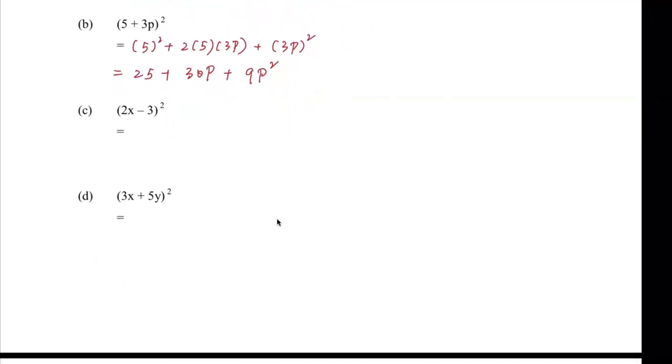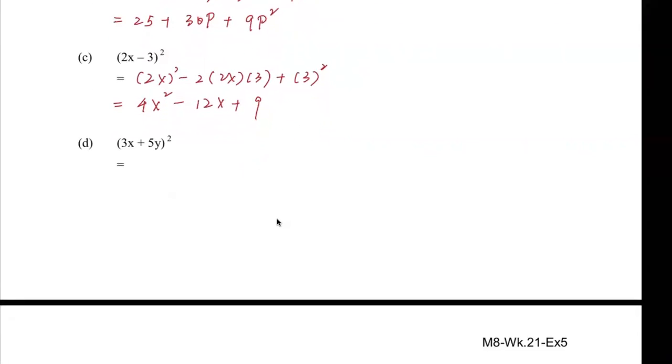(2x − 3)². So now we have a minus. We see 2x as A here and 3 as B here. So the answer should be (2x)² − 2 times 2x times 3 + 3². So the answer should be 4x² minus 2 times 2, that's 4x, times 3, that's 12x, 12x + 9. Okay.